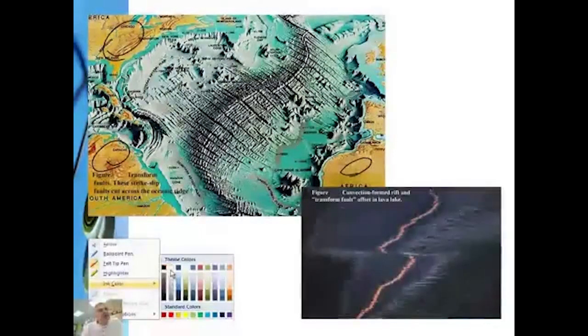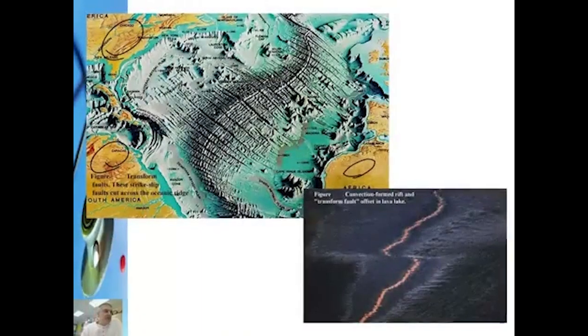So you kind of see this is going this way. That's not a very good color. Let's change. How about maybe red? This is going that way, and then this is going this way. So each of these lines, this is a transform fault. Even though the main thing is the diverging plate boundary here, you've also got lots of transform faults through here.